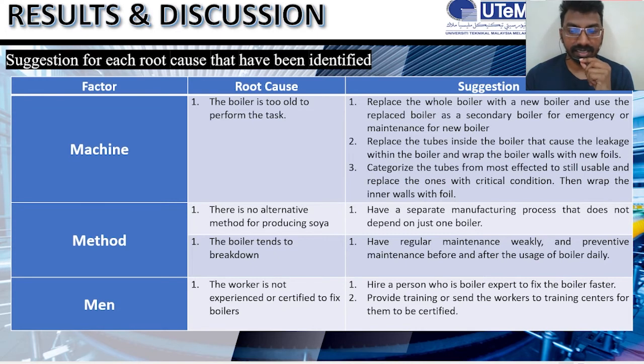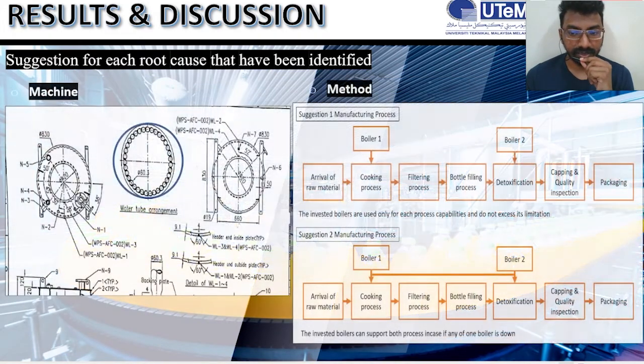Another suggestion is to replace the tubes which flow the water with new tubes for the boiler to function. If it still costs too much, then only the affected tubes are replaced to avoid bigger investments. The following image on the left shows the tube which causes the leaks in the boiler.